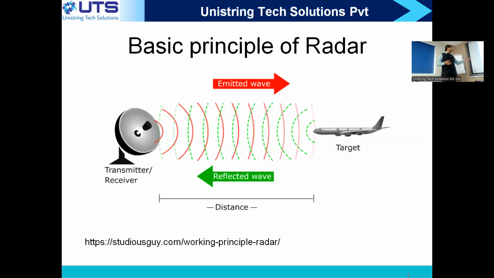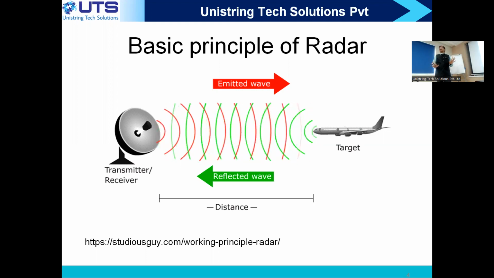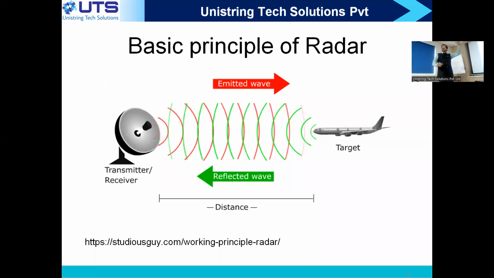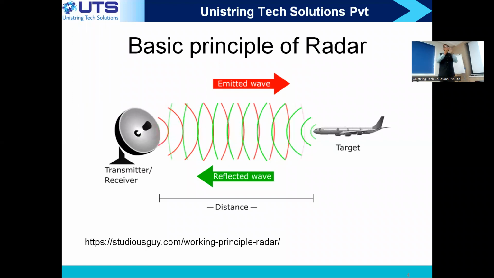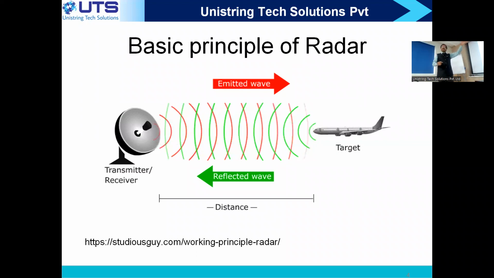A very simple animation. I just picked it from the URL which is given at the bottom. So radar is very simple. You emit electromagnetic energy, and if there is some object, a reflection comes, and you process what you emitted and what reflection came by some signal processing techniques, by which you get to know the target distance and the target velocity.